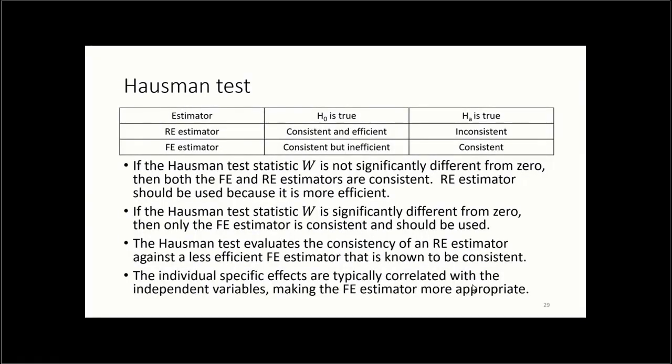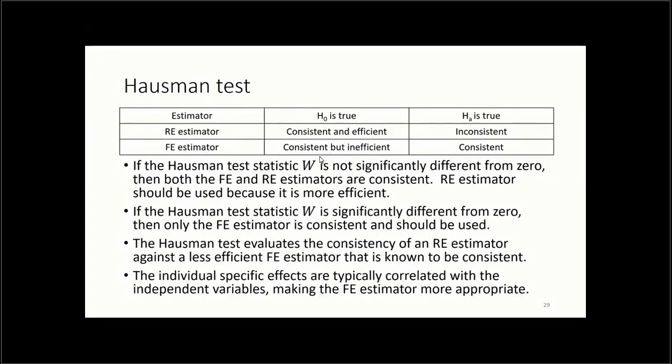Okay, so let's go over the different estimators and what's true for them under the null and the alternative hypothesis. So here we have the two estimators, the random effects estimator and the fixed effects estimator. If the H0 is true, which means we do not have correlation between these individual specific effects and the independent variables, here we would have that both of them are actually consistent, right? Because we don't have that these individual specific effects, which would be part of the error term, would be correlated with the independent variables.